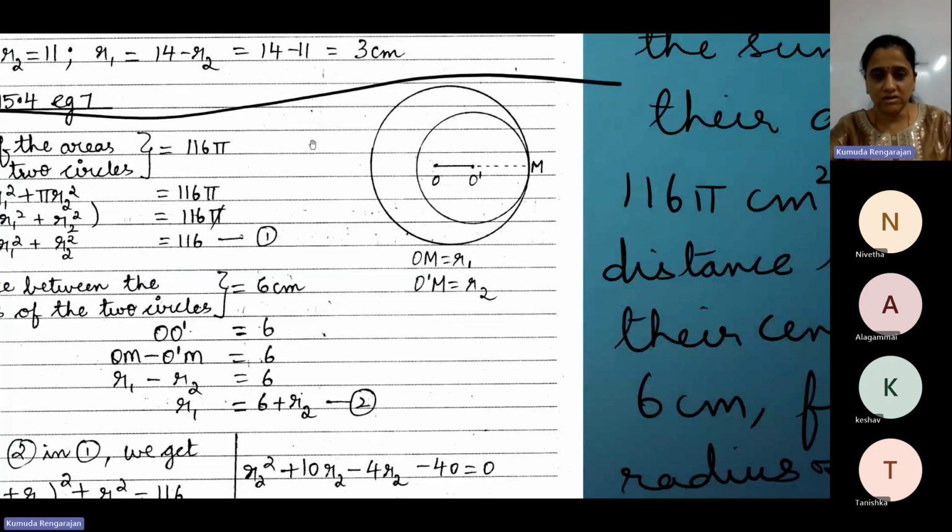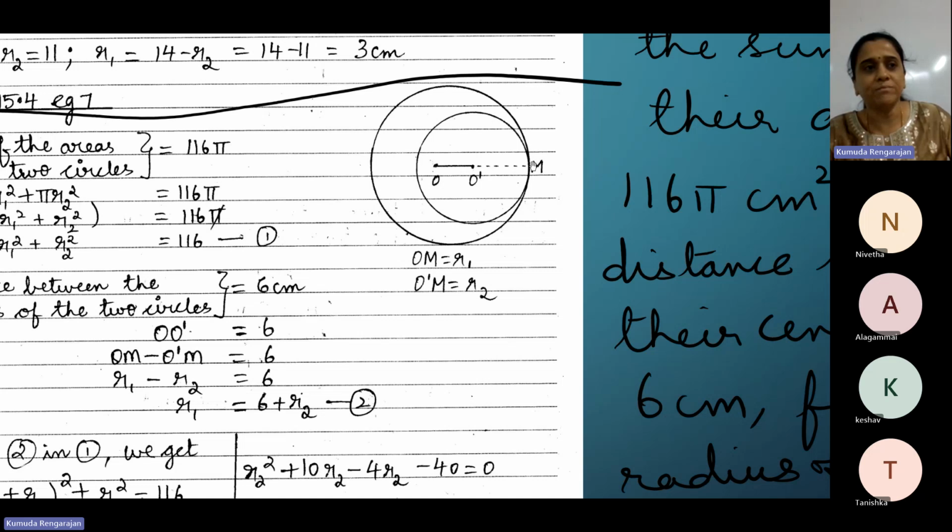The two circles touch each other internally at M. You can see the centers of the two circles, O and O dash. O O dash is the distance between the centers. And what is O O dash? It is OM minus O dash M. What is O O dash? O O dash is 6, right? The distance between their centers is 6. So O O dash is 6 means OM minus O dash M is equal to 6.